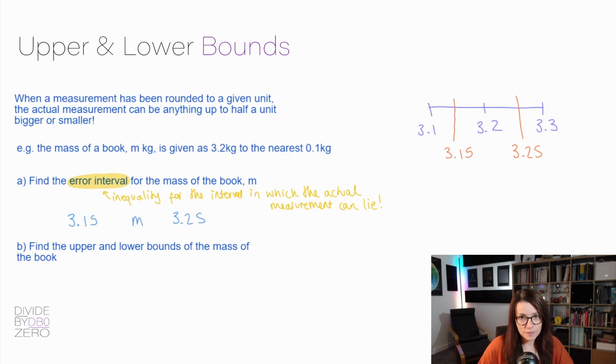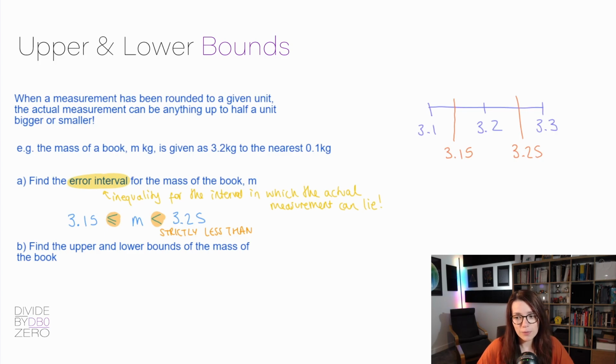m will go in the middle, and then we need to think about our inequality symbols. So for this one, we're going to say that m can be greater than or equal to 3.15, but then it's going to be strictly less than 3.25. And those symbols are really important, especially the strictly less than bit, because if m was equal to 3.25, it wouldn't round down to 3.2, it would round up to 3.3. And that's not what we want. And that's the answer for the error interval.